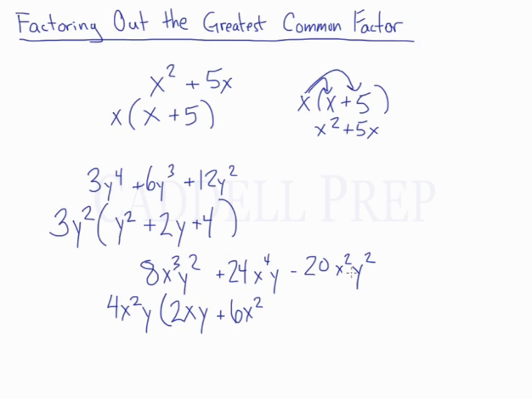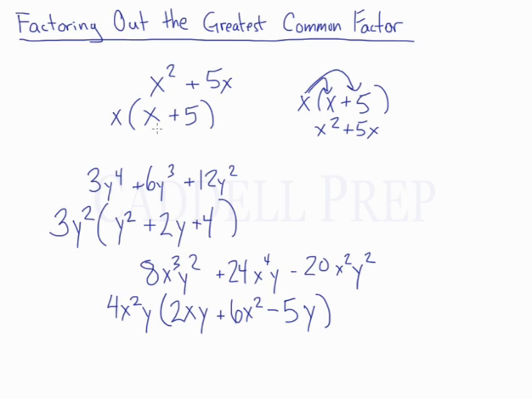Okay, last term here, negative 20x squared y squared divided by 4x squared y. Negative 20 divided by 4 is negative 5. x squared divided by x squared, they cancel. y squared divided by y is y to the first, or just simply y.